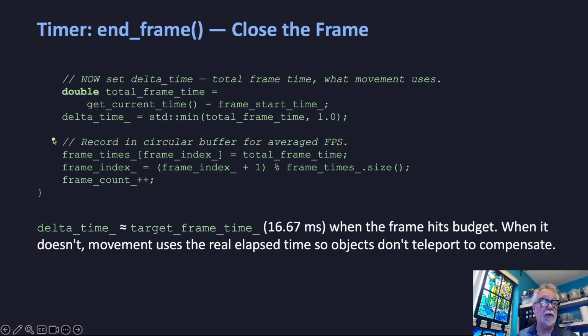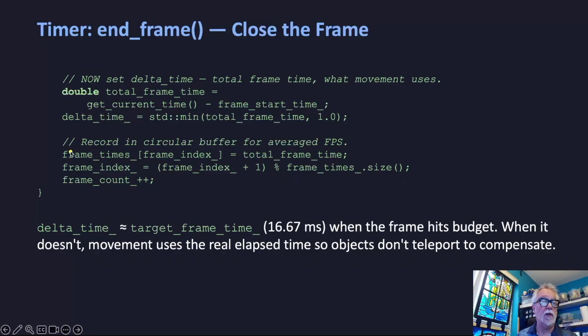And then what we're going to do here is we're going to record this in our circular buffer. If you recall, this circular buffer has 60 elements. The frame index, which is this one here, starts at 0. So then we add our total frame time right there. And then we increment our frame index by adding 1 to it. And then we take the modulo of the frame times, which in this case is 60. So on the 60th frame, this becomes 0, and then it iterates.